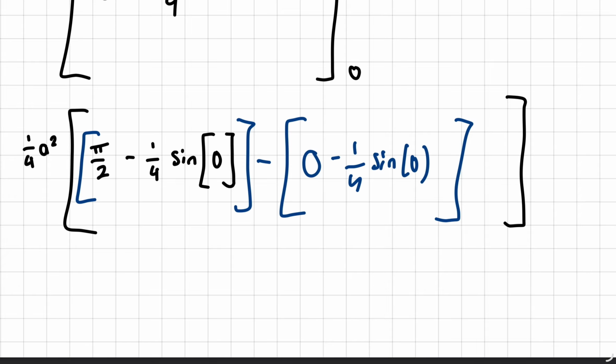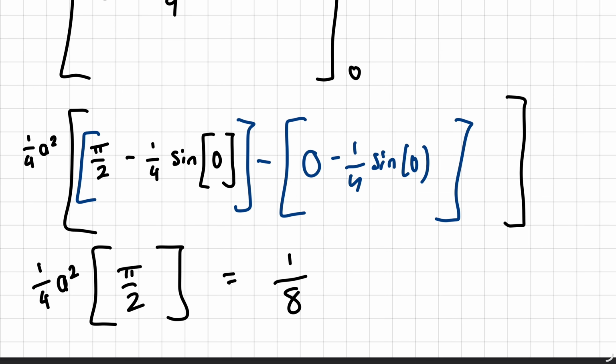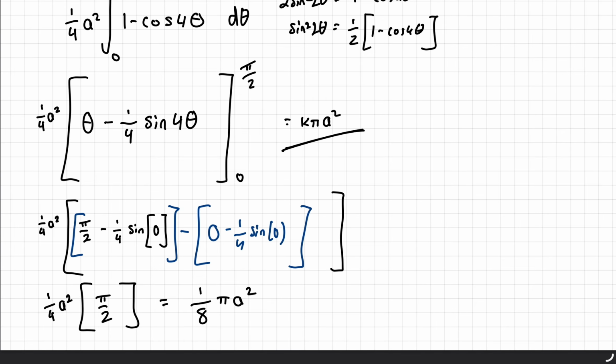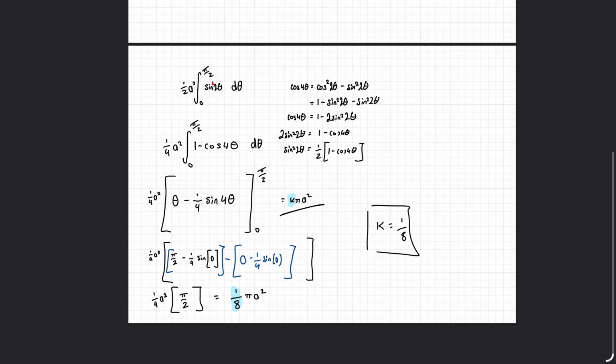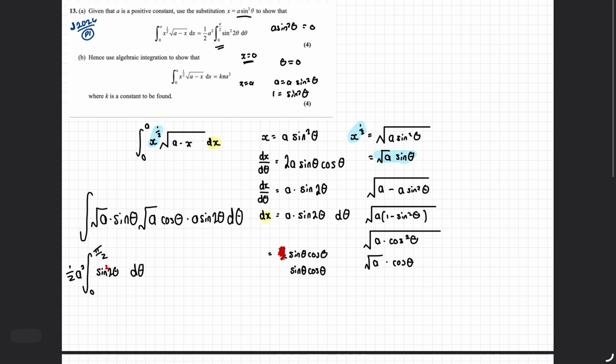So then we're left with a quarter a squared multiplied. Well, that's 0, that's 0, that's 0. So we're multiplying by pi over 2. So your final answer is 1/8 pi a squared. There we are. And what are we looking for? We're looking for this k value. Final answer, k equals 1/8. And there you are. Follow that in the exam and you'll get a nice 8 marks. Hope that helps.